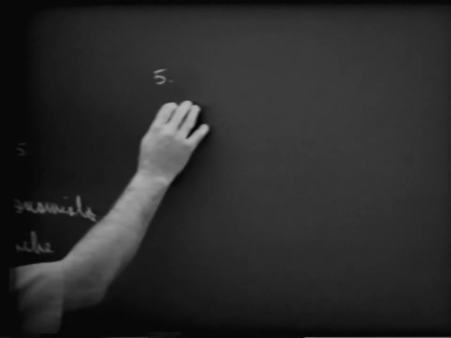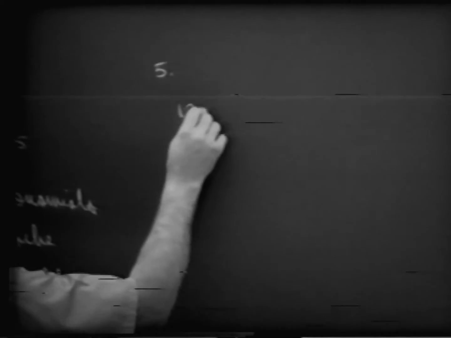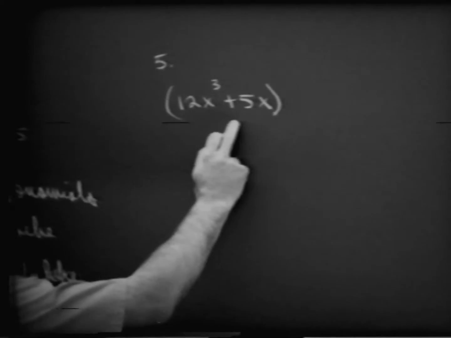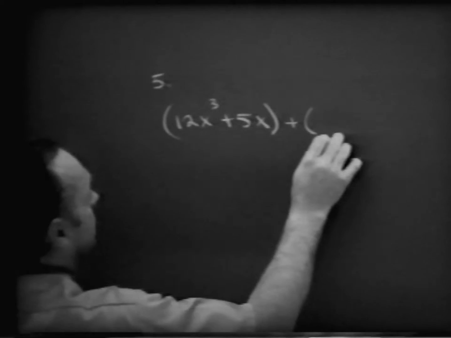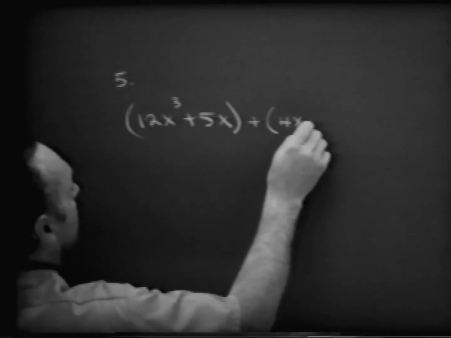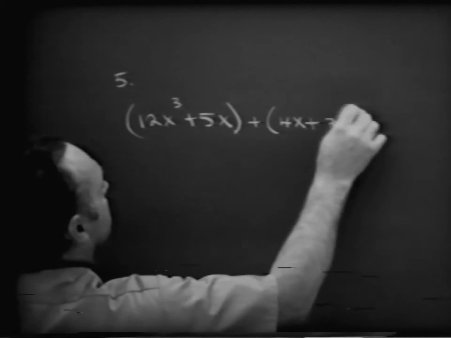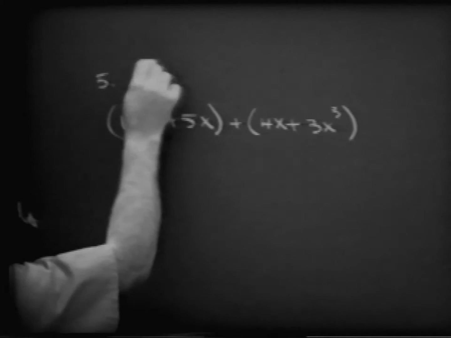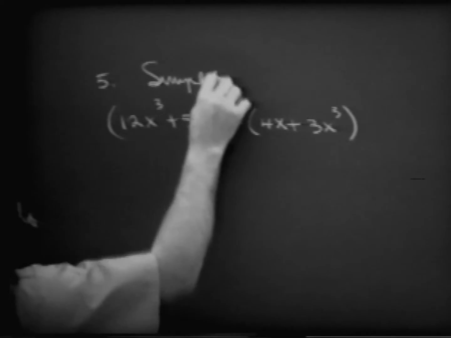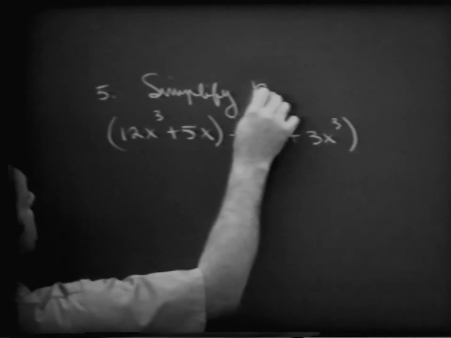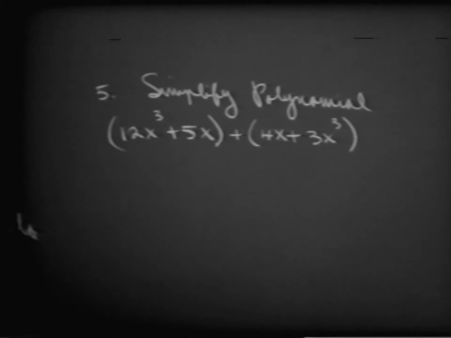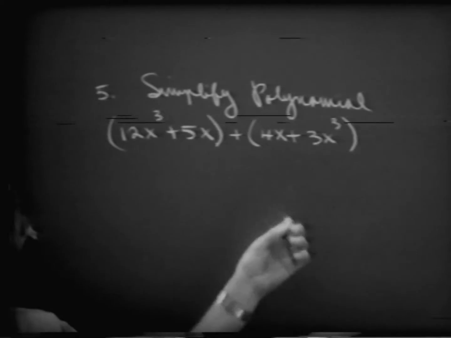Well, let's see now. Let's take another example. Suppose we were to take one of these polynomials, such as 12x cubed plus 5x, and I happen to have a binomial here, and then let me take some other polynomial, 4x plus 3x cubed. And here we now have the sum of two binomials, all right? And what we would like to do is to simplify this if we possibly can, all right? We would like to simplify this polynomial. And the first thing that we have to ask ourselves is what is meant by a simplified polynomial.